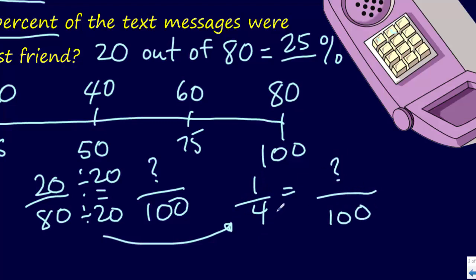And now you can see, what do I need to multiply 25 by to get my 100? Multiply this by 25 and there you go. 25. Oh, the beauty, my friends.